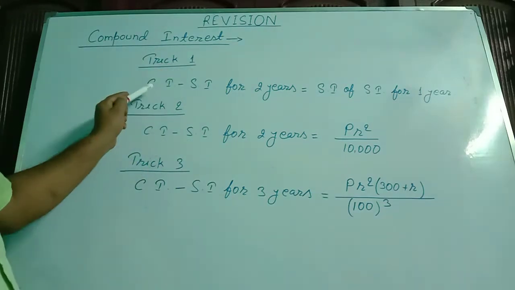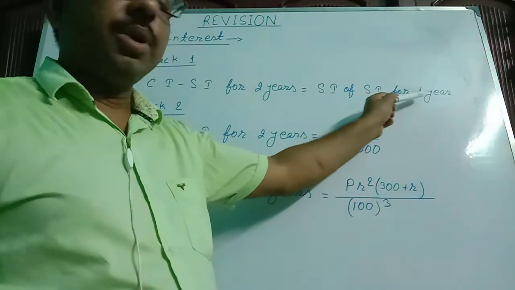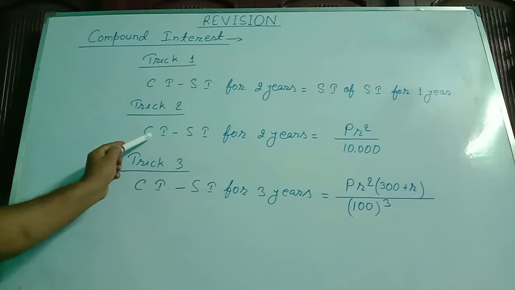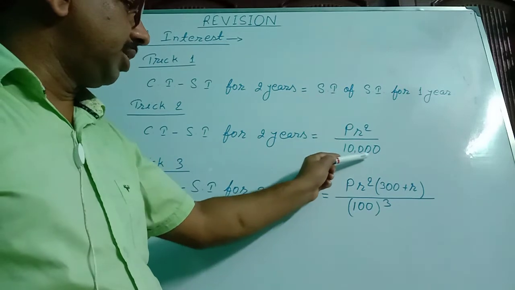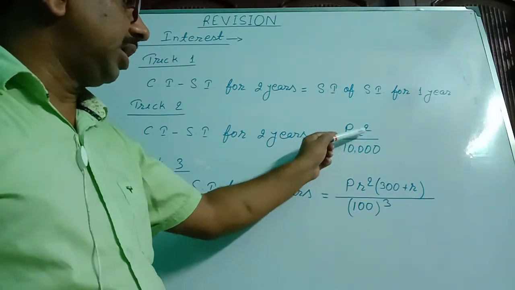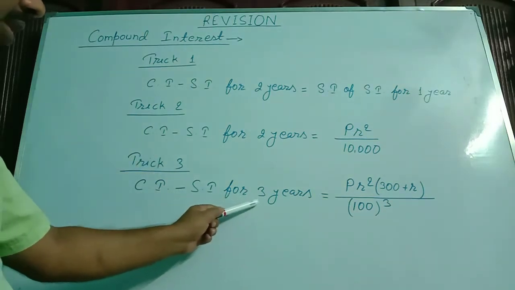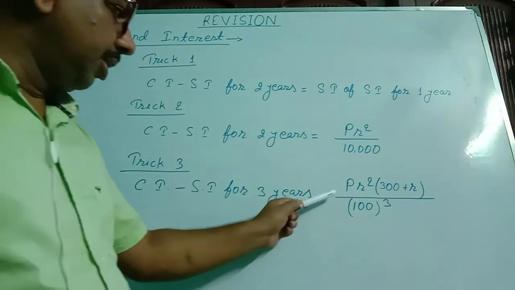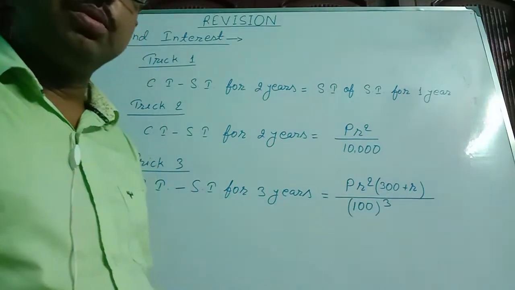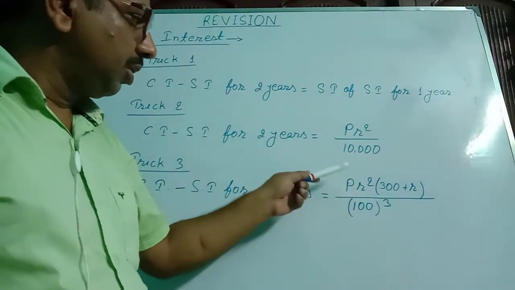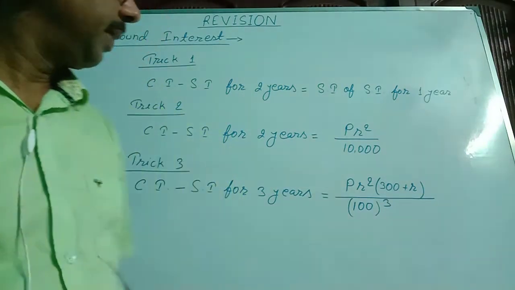Trick 1, CI minus SI for 2 years equals SI of SI for 1 year. Trick 2, CI minus SI for 2 years equals PR square by 10,000. You know P is principal and R is rate of interest. And trick 3, CI minus SI for 3 years equals PR square into (300 plus R) by 100 cube. These three are the tricks that I want to apply to solve a few questions of this exercise.